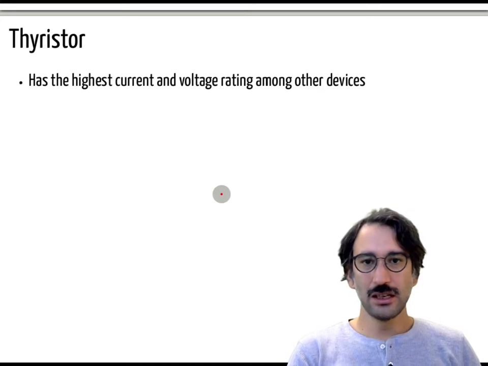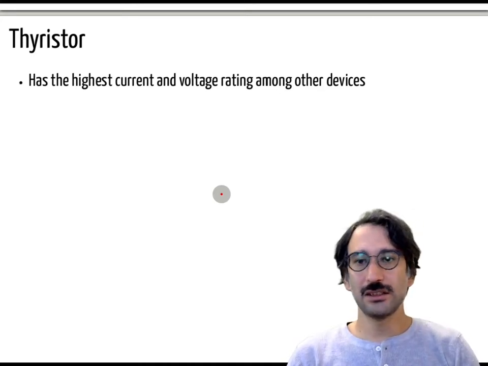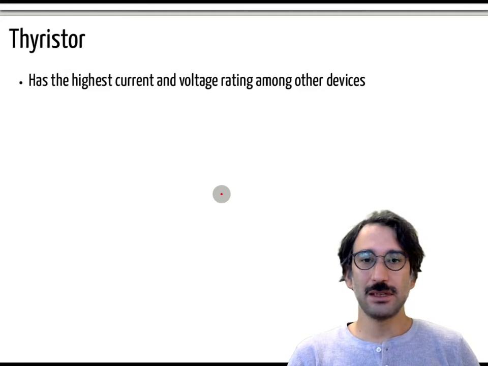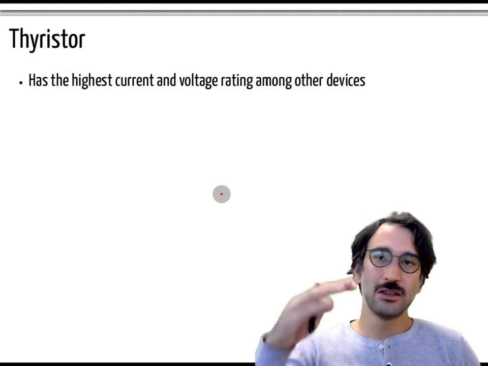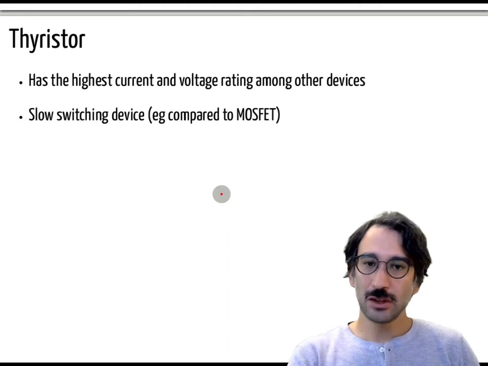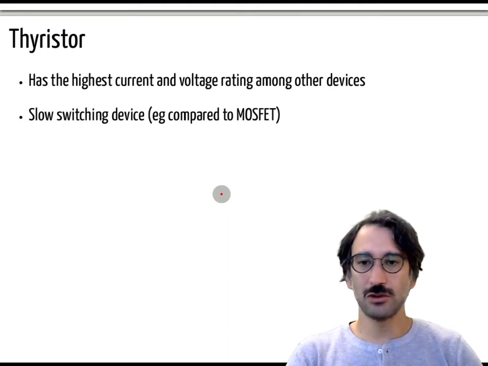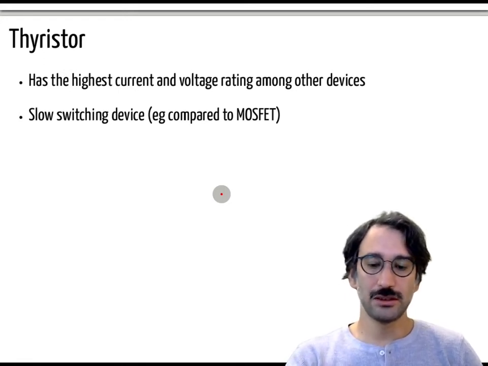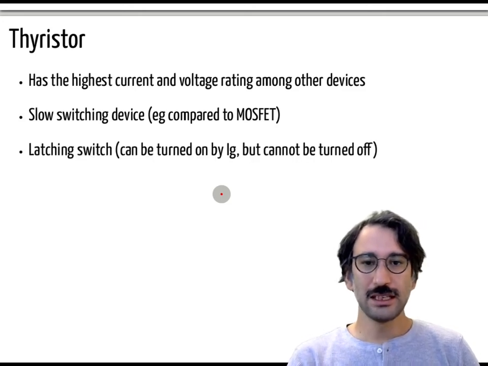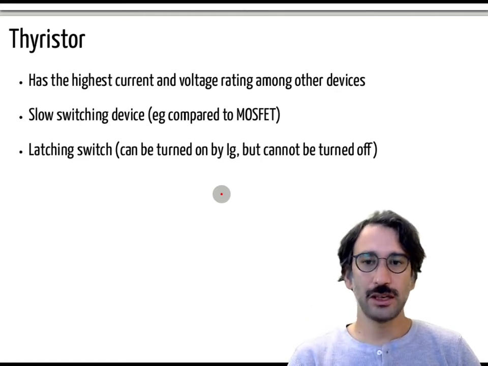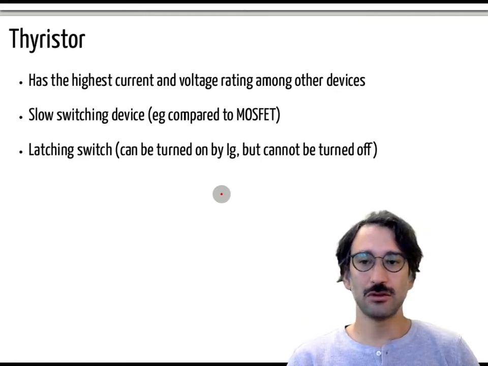And thyristors usually have the highest current and voltage rating among other devices. So yes, we can use MOSFETs, which we will discuss in a couple of slides, and IGBTs and that kind of thing. But thyristors usually have the highest voltage and current ratings among other devices. They are kind of slow compared to MOSFETs. They are not suitable for switching in the kilohertz range or 100 kilohertz range. And it is a latching switch. Latching means you have control while turning it on, but you cannot have any control to turn it off.